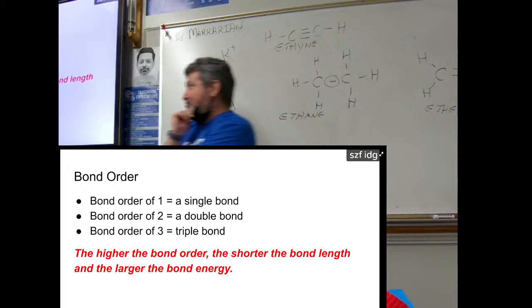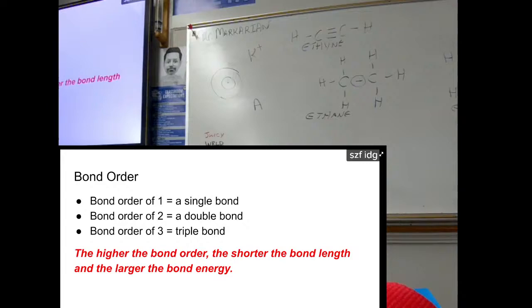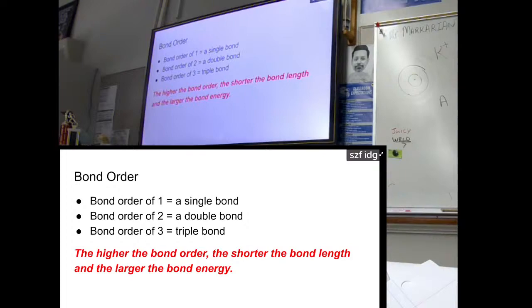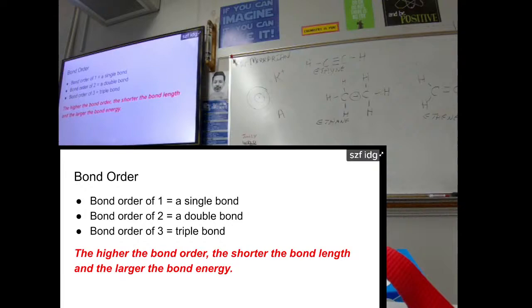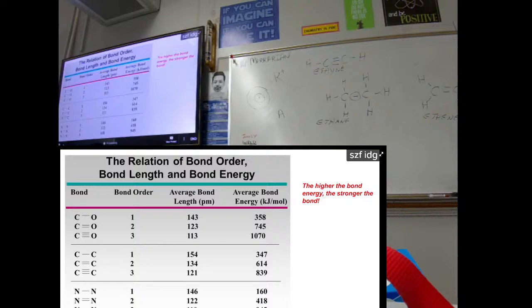Now there are some weird bond orders we're going to look at on the next slide. It wouldn't be AP Chem without the weird setup. So we're going to look at some that are like 0.5, something 0.5 bond order. If I'm going too fast, let me know.